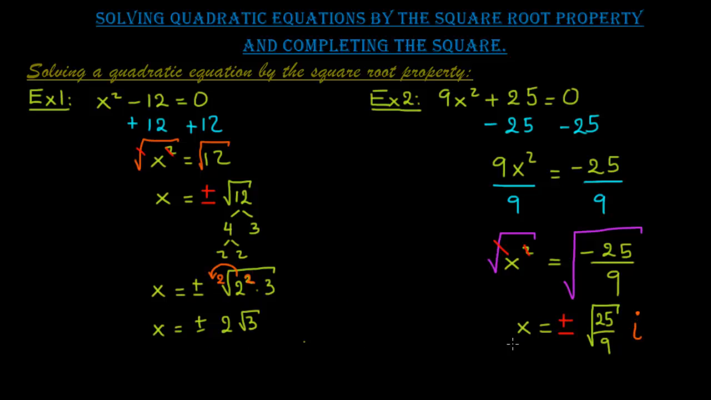So our final answer is x equal to plus and minus. I prefer to put i in front of the square root. My bad. X equal to plus and minus i times the square root of 25, which is 5, over the square root of 9, which is 3. So 5 over 3 i is the final answer.